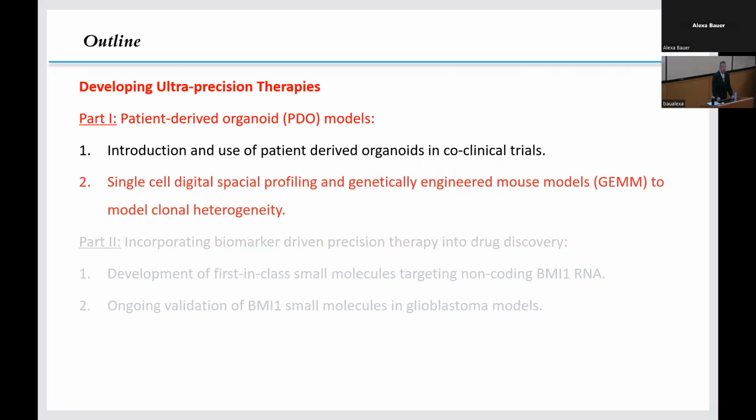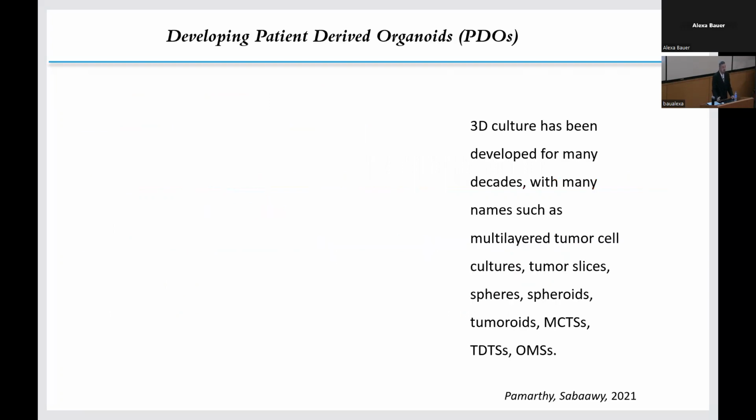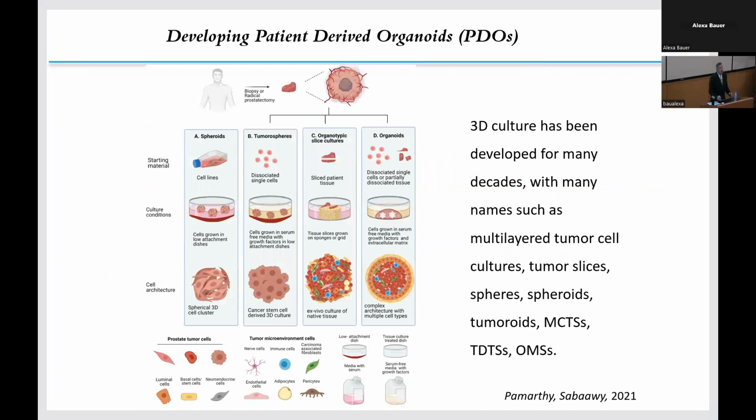In the final part, I'll describe our drug discovery approach, developing small molecule inhibitors of BMI1. So this is from a study we published last year. We like to describe these models based on where they started. Many of you have probably used spheres, what's called the sphere culture or the 3D culture.